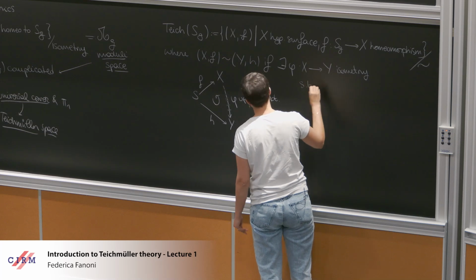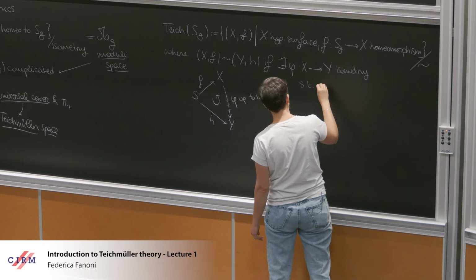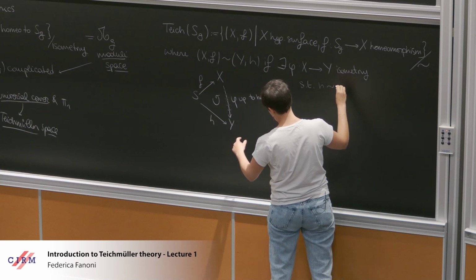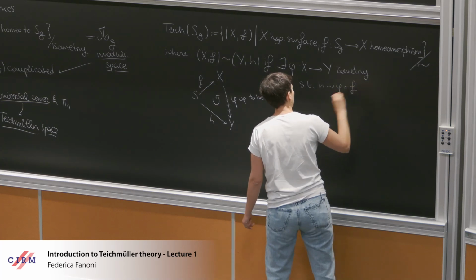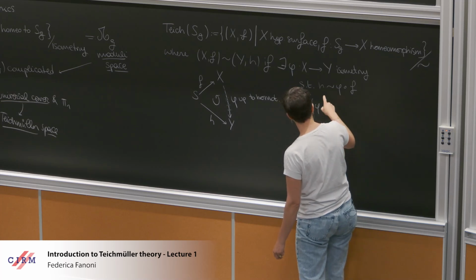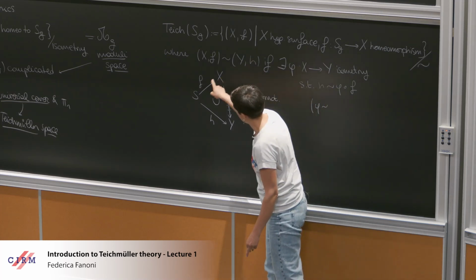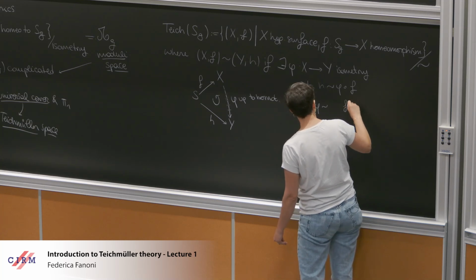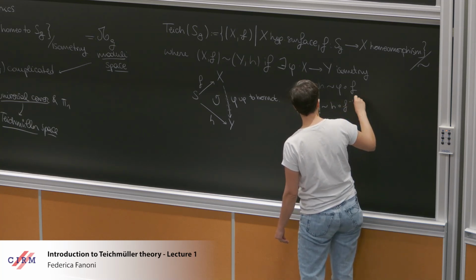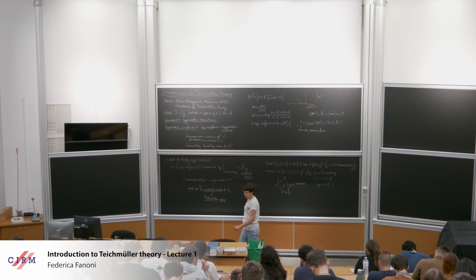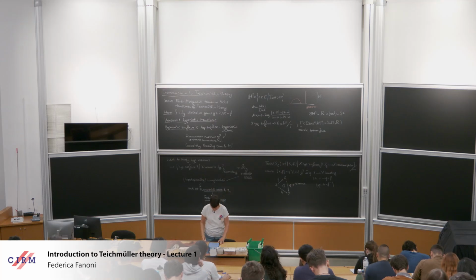So such that H is homotopic to this, or said differently, phi is in the homotopy class of the obvious map from X to Y, which is F inverse composed with H. Okay, so it might look like a weird definition at the beginning.